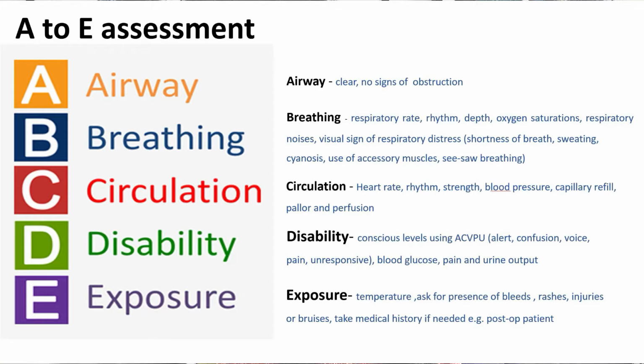And then once you have charted your vitals on the chart correctly, then you move on to doing A to E assessment of your patient, which is on the screen now. So A is for airway, B is for breathing, C is for circulation, D is for disability, and E is for exposure. So you do your A to E assessment systematically. Once you have completed that, then you go ahead and ask your patient some questions regarding their nursing needs, okay.